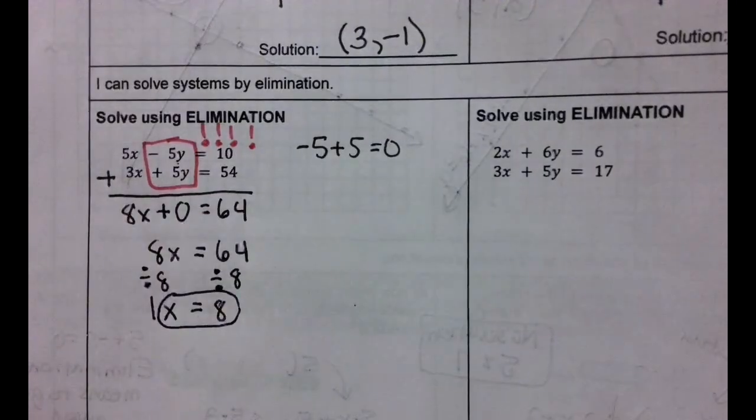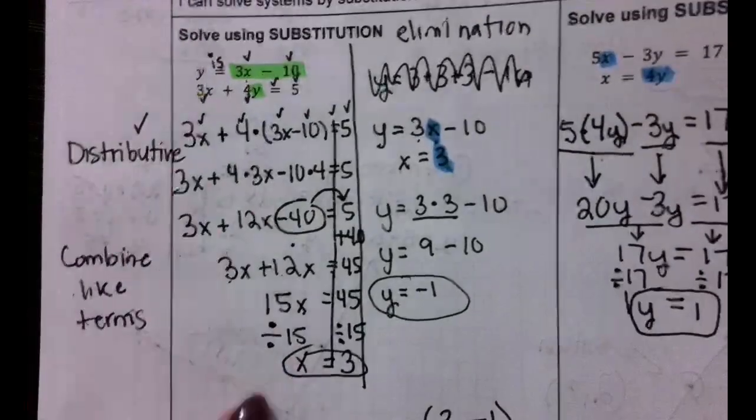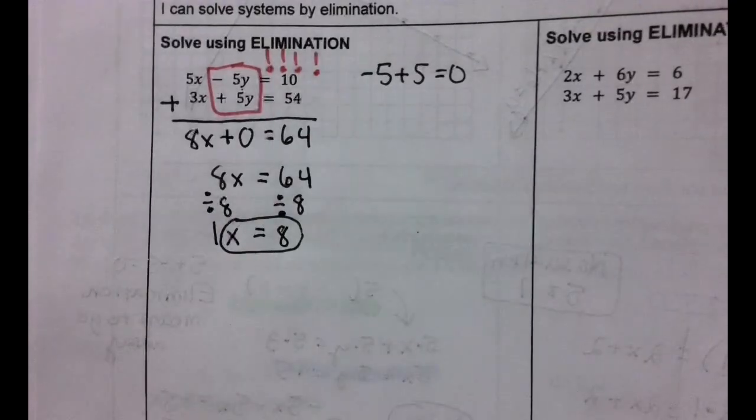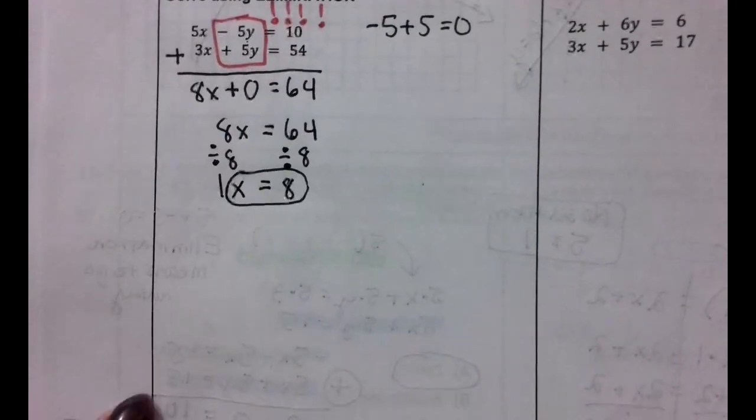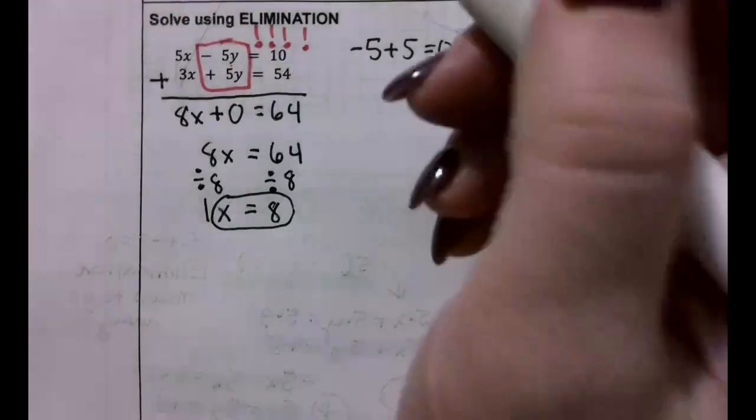Now we have, really quickly, x equals 8. See, the bright side of elimination is look at all this work we had to do to solve substitution. This is step 1 of substitution. Step 1 of elimination is that. So sometimes it's a better method to use. You don't have to use it, but sometimes it makes it a little bit faster.